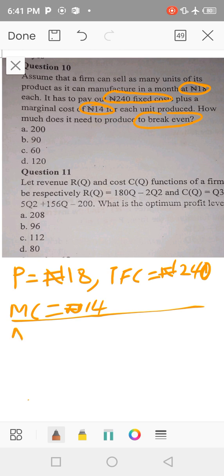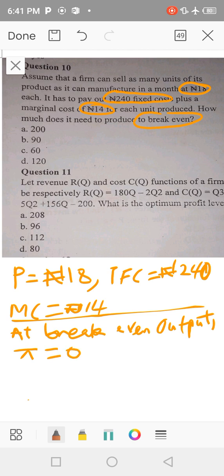And we have to know that at break even output, profit is equal to 0. So what does that mean? That means that our total revenue minus total cost, which is a calculation of profit, is equal to 0. So the next thing to track is what is total revenue.